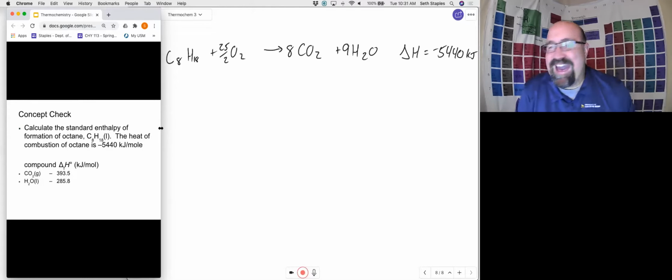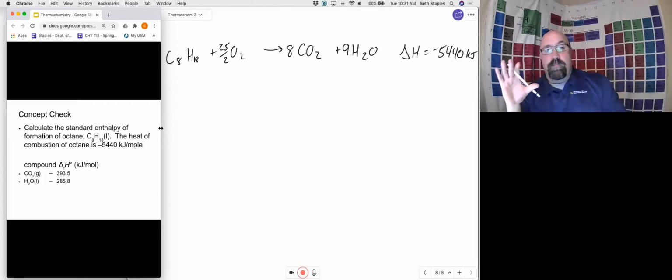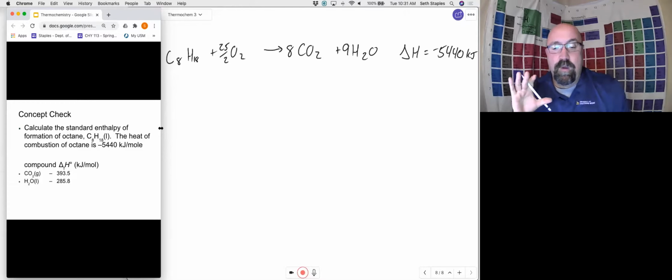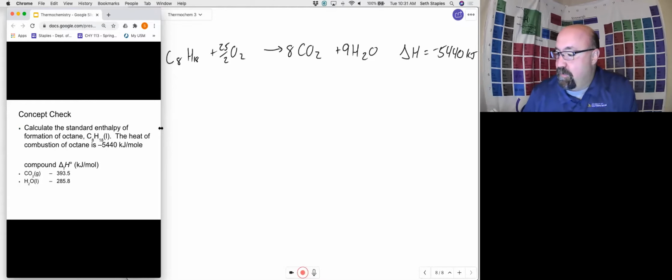So we're going to go with 25 halves O2. Now remember, like we talked about a couple lectures ago, when we're writing out a thermochemical equation like this, it is okay to have fractional coefficients. We need this one to have a fractional coefficient because we're given energy information. This negative 5440 is for the combustion of 1 mole of our octane. And so the only way to keep this at 1 mole is to have my 25 halves O2 here. So just a side note to remember that in a thermochemical equation, it is okay to have fractional coefficients.